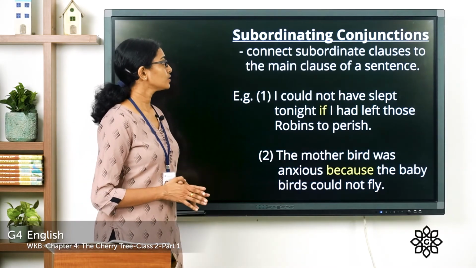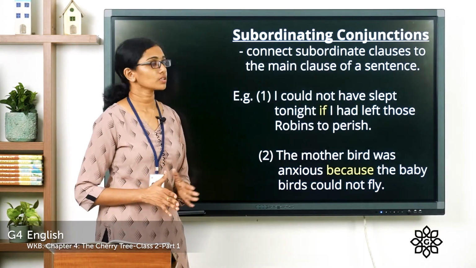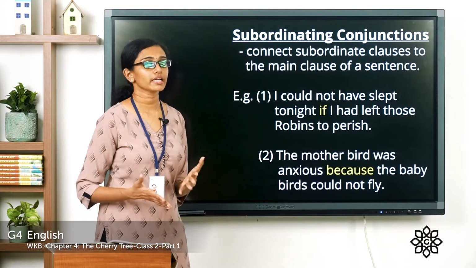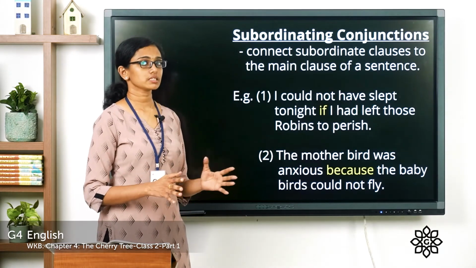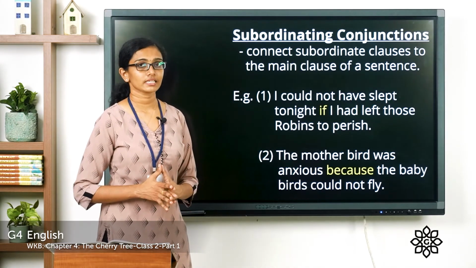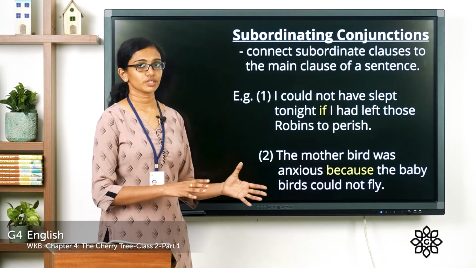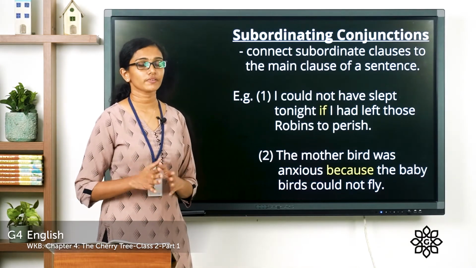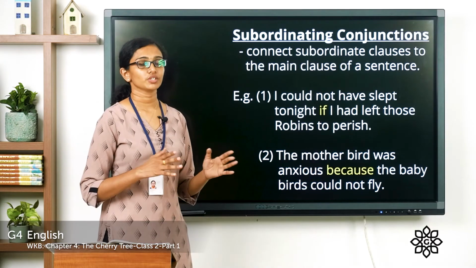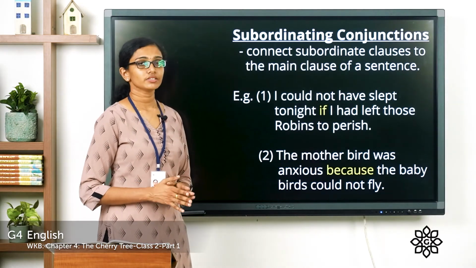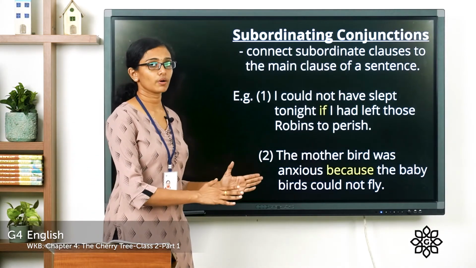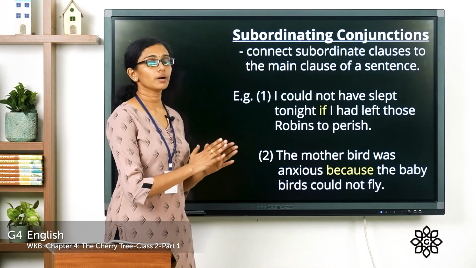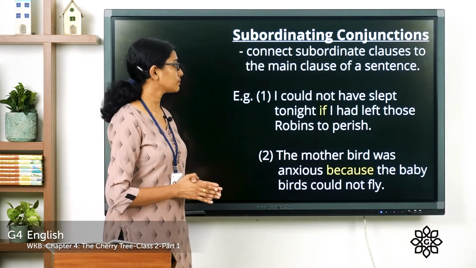Now let's see what subordinating conjunctions are. These are used to connect a subordinate clause to the main clause. And what do you mean by a clause? A clause means the group of words in a sentence that has a subject and a verb. It's part of a sentence that has a subject and a verb. Subordinating conjunctions connect a subordinate clause with a main clause. You see these examples here.